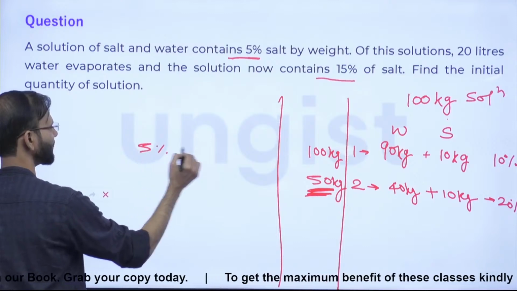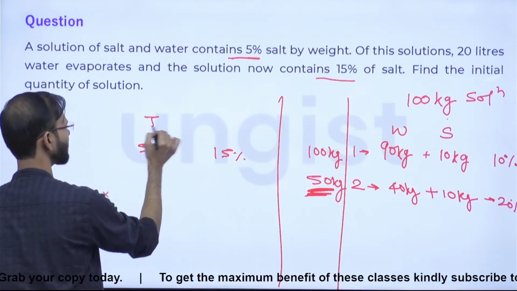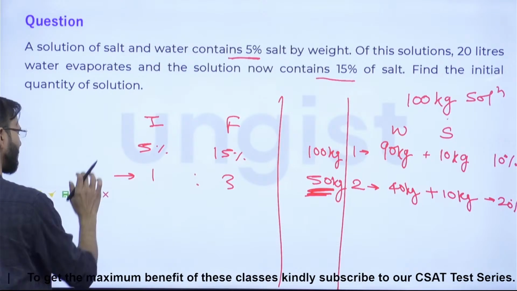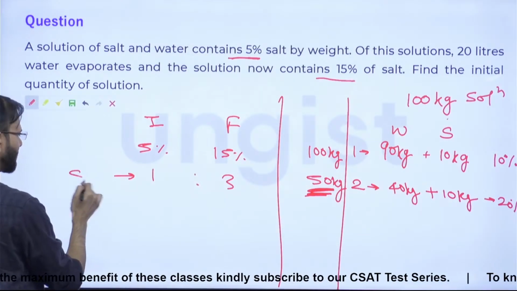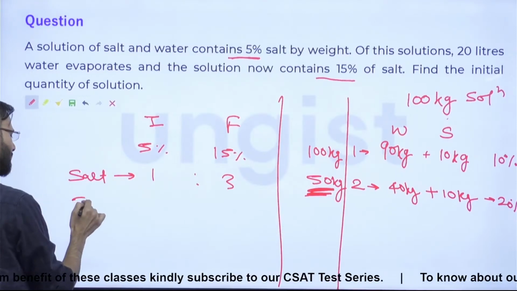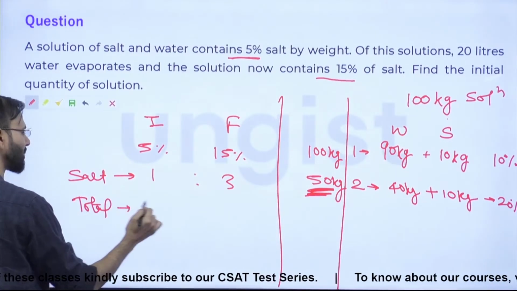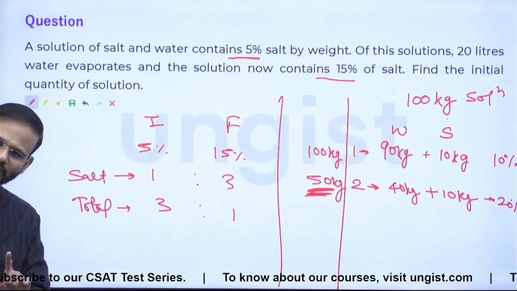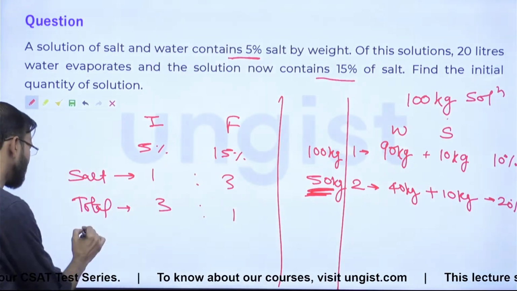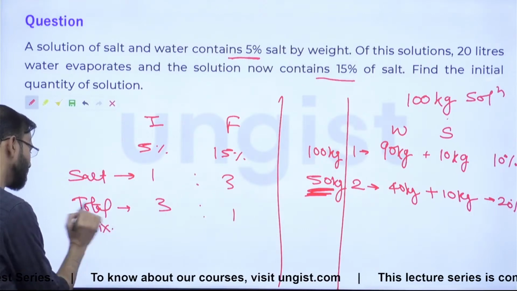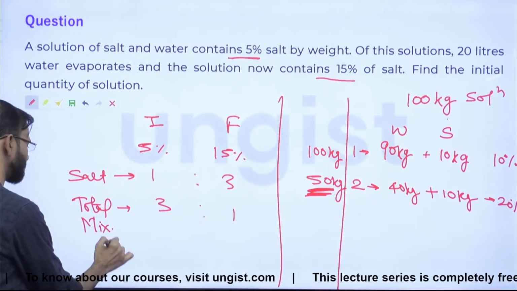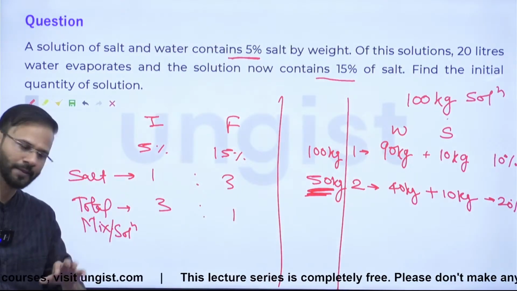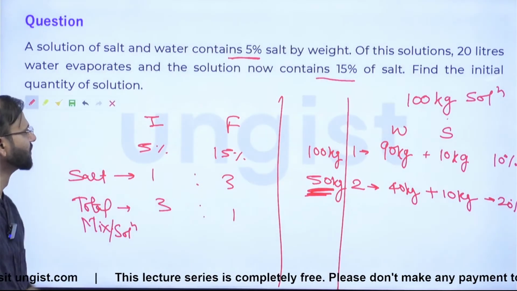This is 5% to 15%. This is initial and this is final. So this is 1:3, right? So this is the salt concentration, fine. Okay. So the total must be in the reverse manner of this, 3:1. Everybody clear? So the total mixture or solution must be in the ratio 3:1. Everybody clear? Initially it was 3, finally it is 1.